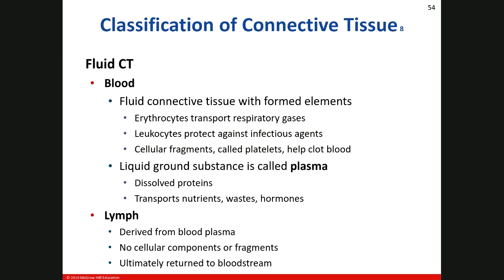Connective tissues. The nice thing about fluid connective tissues is that there are two types: blood, which we're all very, very familiar with, and then lymph, which is essentially drained. Well, it's the plasma portion, amongst other things, that comes from the blood. So let's start off with blood, and we'll kind of review.